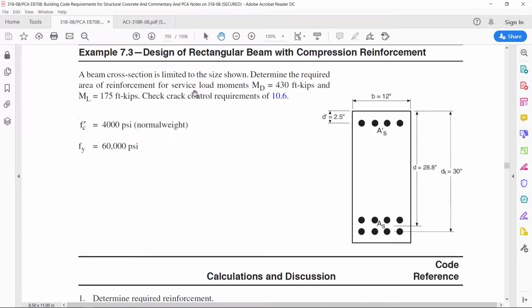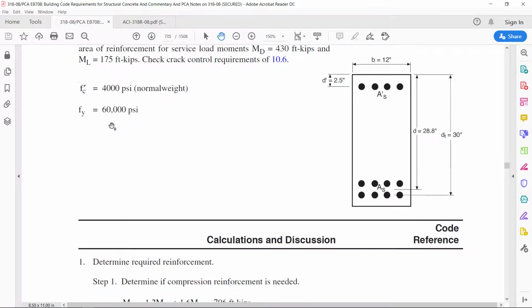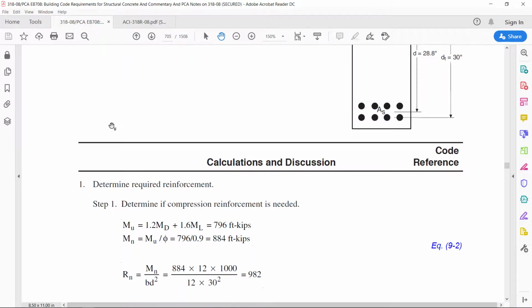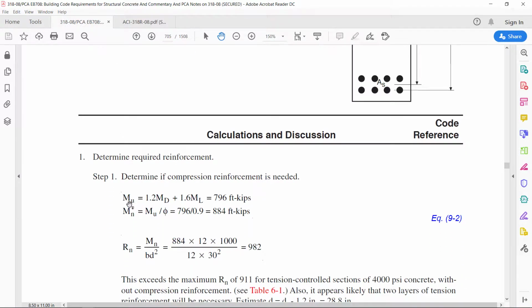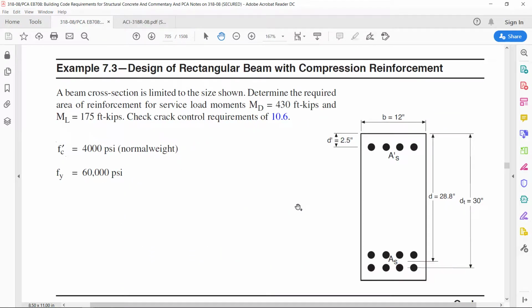And the service load moments are: dead load moment is 430 kip-feet and live load moment is 175 kip-feet. f'c is 4000 psi and fy is 60000 psi. The ultimate moment is calculated as 796 kip-feet, and then this problem has been solved.